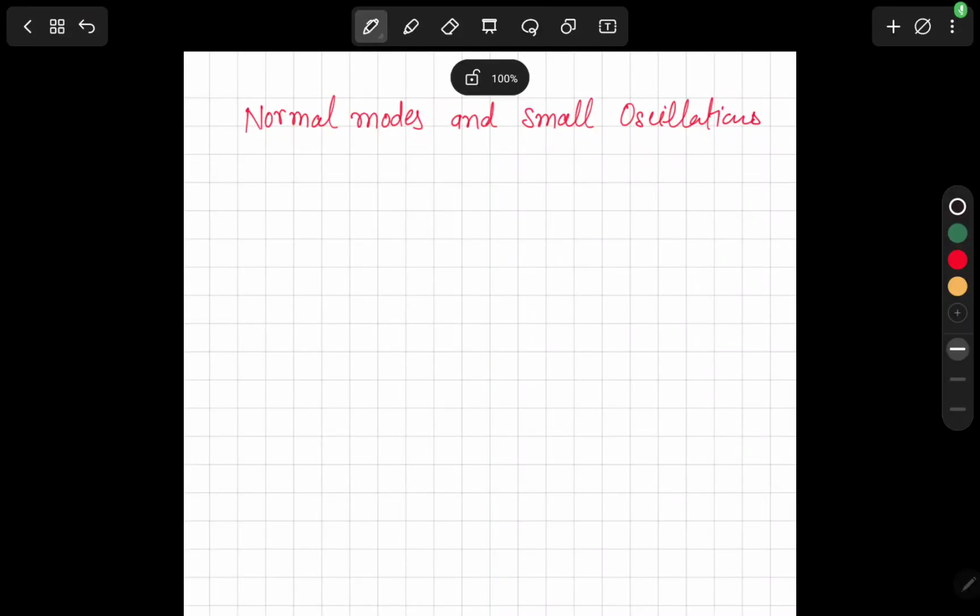Good morning everyone. Today we are going to cover normal modes and small oscillations. We'll first try to understand these two terms, what are small oscillations and what are normal modes.